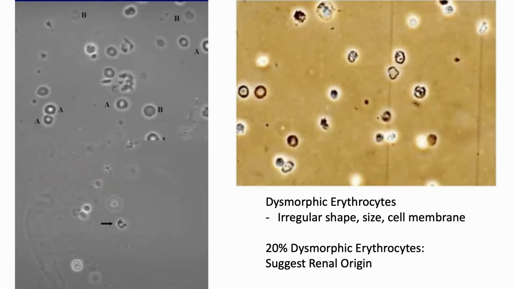So recognition of the dysmorphic erythrocytes is of clinical significance. The dysmorphic erythrocytes appear as red cells with irregularity in shape, variation in size, and distorted cellular membranes with vesicle-shaped protrusions, in the form of acanthocytic or crenated red cells. The presence of 20% dysmorphic erythrocytes on urinary microscopy may suggest a renal origin of the hematuria.